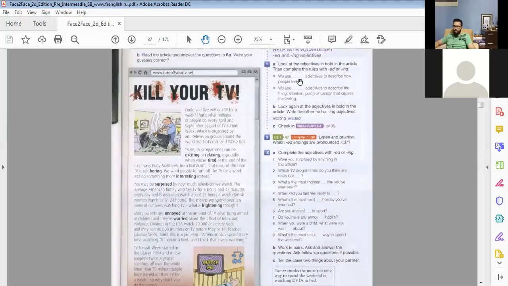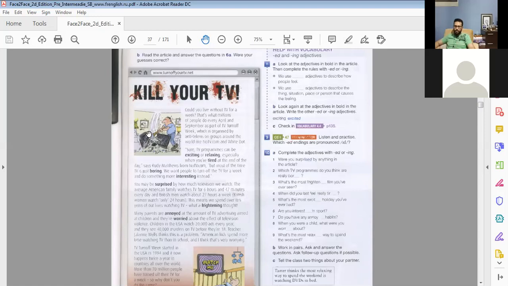So it says here, let's complete the rules. When should we use adjectives with ed, and when should we use adjectives with ing? The first rule says we use ed or ing, which one, to describe how people feel. And the second one says we use ed or ing adjectives to describe the thing, situation, place, or person that causes the feeling. What do you think? Let's start with exciting, for example, or relaxing. It says TV programs can be exciting or relaxing. So here we used an ing adjective. Did we use it to describe how people feel, or to describe the thing or the situation or the place or the person that causes the feeling?